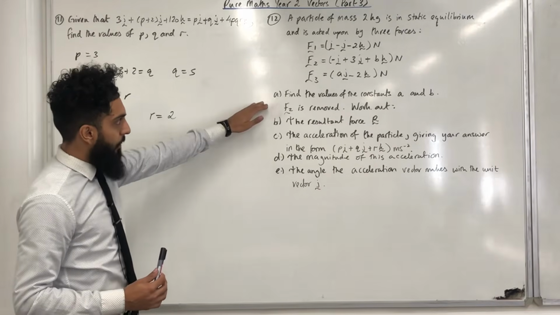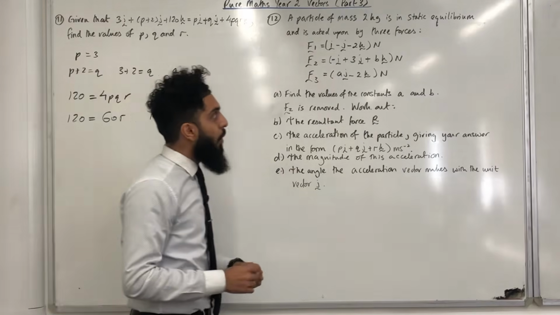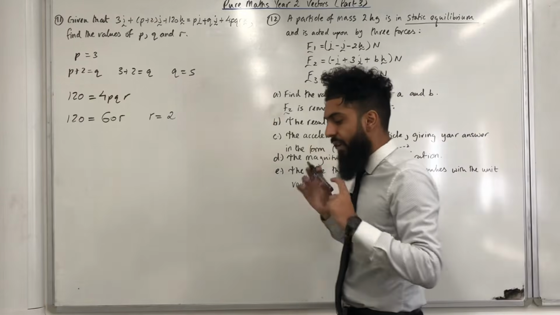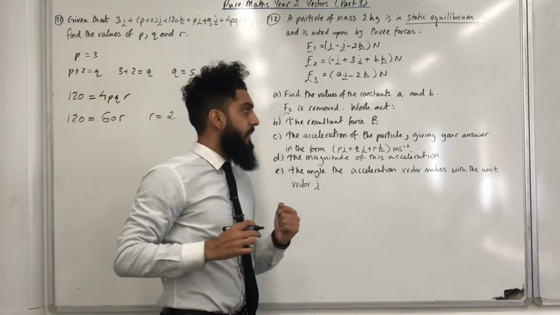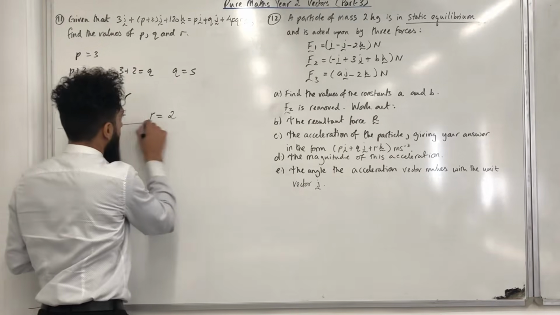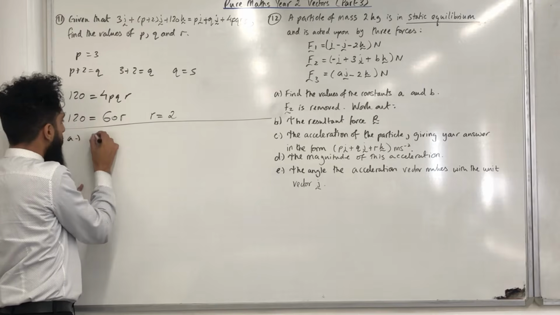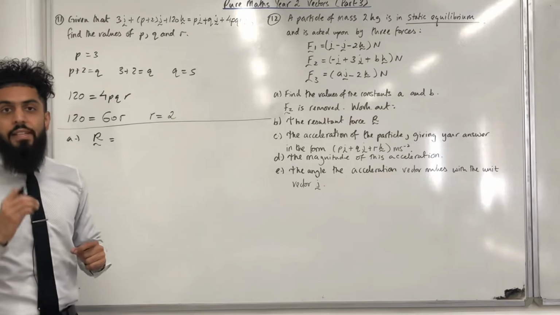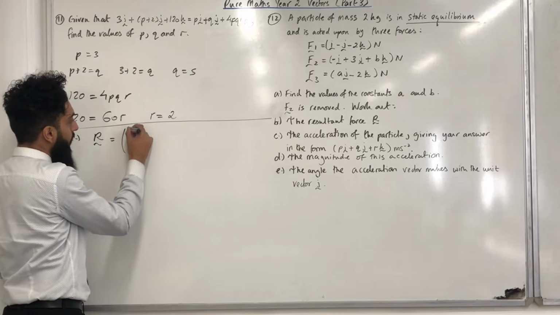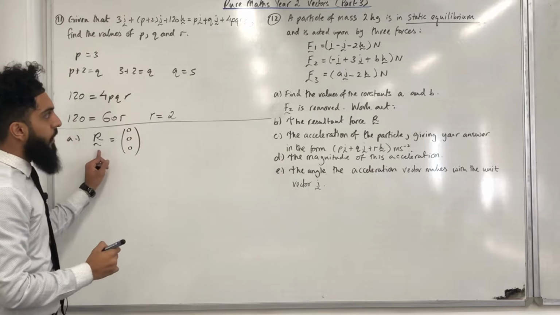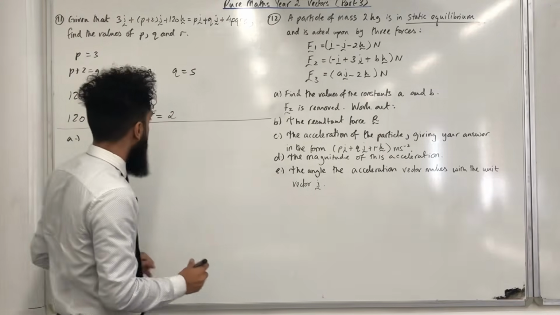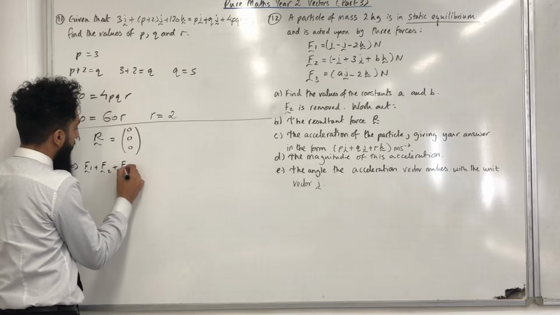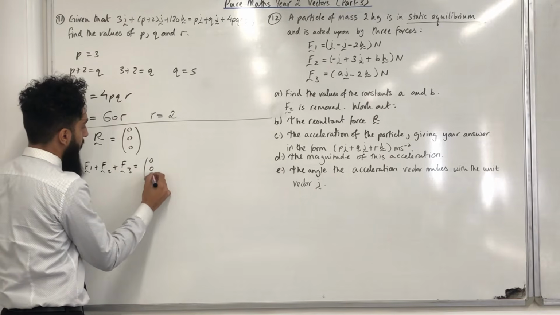Right, let's start off with part A. Firstly, there is a key word, static equilibrium. This implies that the particle is not moving, that is, the resultant force acting on the particle is equal to 0. So for part A, I can start off by writing that the resultant force on the particle is equal to 0. Now the 0 vector in 3 dimensions, you can write it as a column vector 0, 0, 0. The resultant force R is the sum of these individual forces. So this implies that F1 + F2 + F3 is equal to (0, 0, 0).